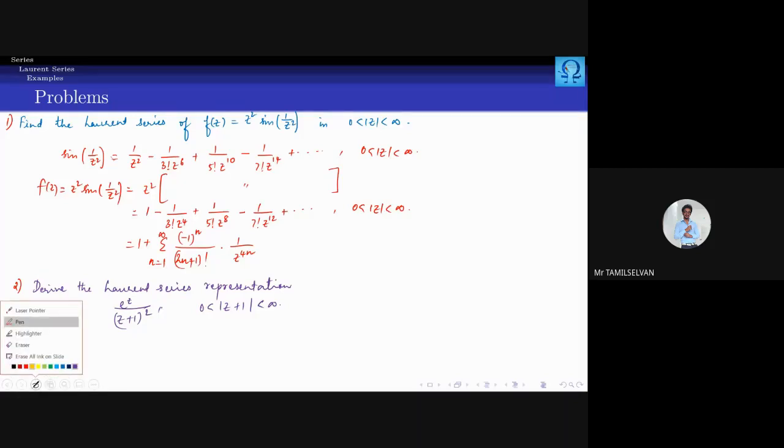Can you give me the expansion of e power z? You will have to give the expansion of e power z about z equals -1, because that is the point of singularity. So about that point only you will have to expand. Is the idea clear? Class, is the idea clear? Yes, sir. Okay, try it out.